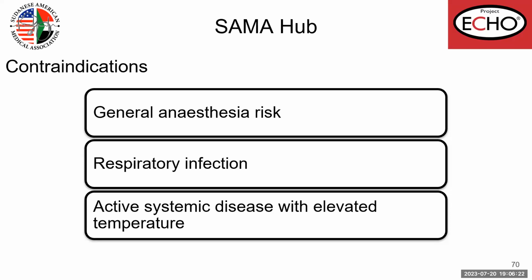Usually when we refer the child to the anesthesiologist before the operation, they may refuse to give it. They say it's not refusing, they say the child is not suitable for general anesthesia at the moment. For example, if there is a respiratory infection or a high temperature, or active systemic disease, in these cases, especially if it is an elective procedure, it's considered contraindicated for dental general anesthesia.